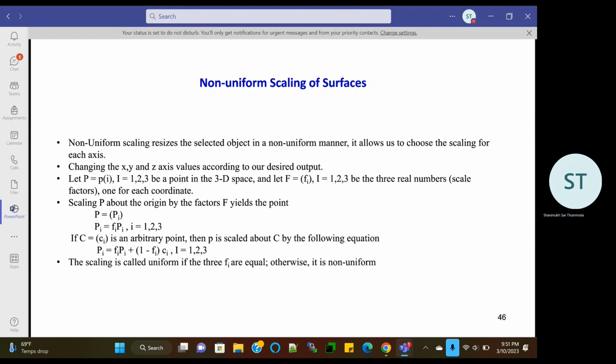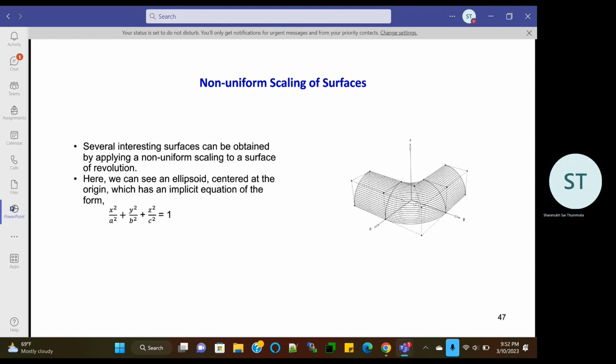For example, let p_i, where i equals 1, 2, 3, be a point in three-dimensional space, and let f_i, where i equals 1, 2, 3, be three real numbers, one for each coordinate. Scaling p about the origin by the factor f yields the point p' equal to p'_i, where p'_i equals f_i times p_i for i being 1, 2, and 3. If c equal to c_i is an arbitrary point, then p is scaled about c by the following equation, as shown below. The scaling is called uniform if the three f_i are equal, otherwise it is known as non-uniform scaling.